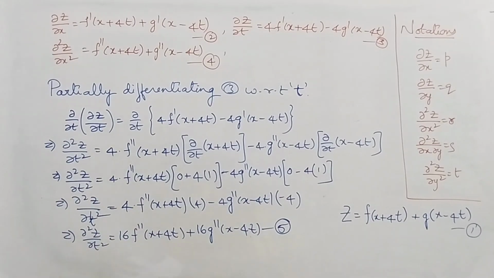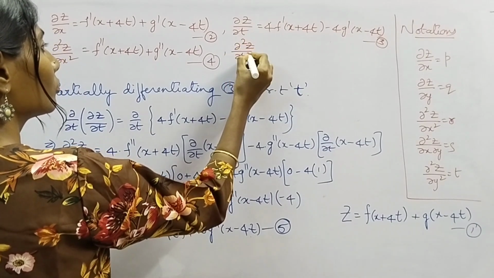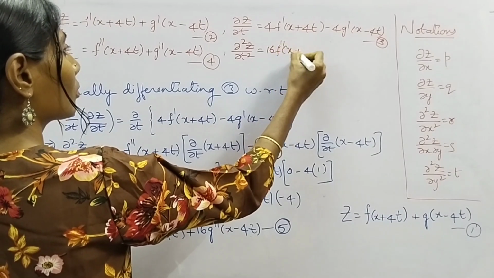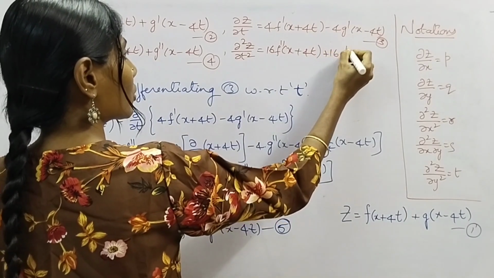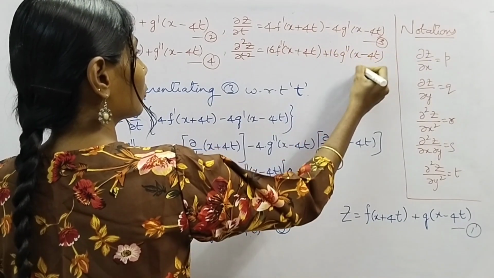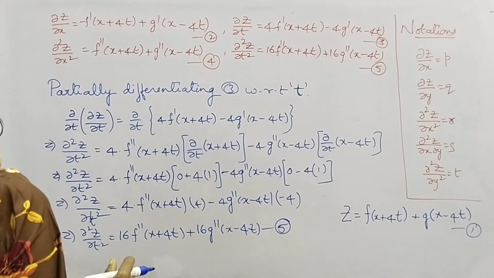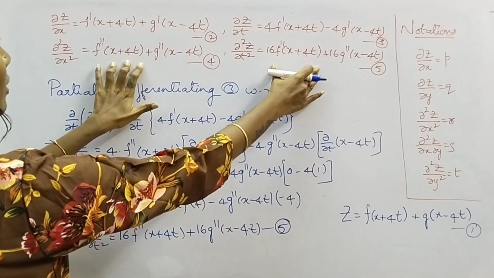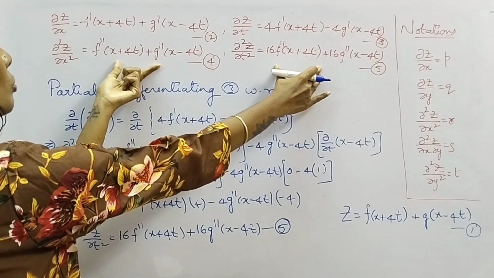So we got dou square z by dou t square equal to 16 f double dash plus 16 g double dash. Now observe equations 1, 2, 3, 4, 5. If you notice clearly, we can say that from these two equations we can get the required partial differential equation.